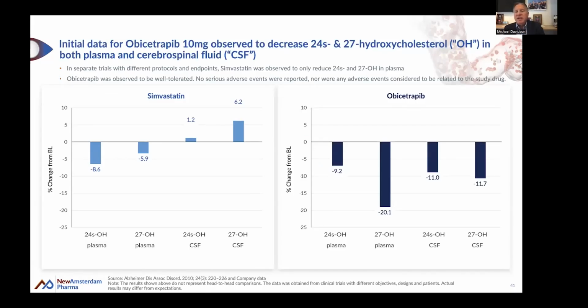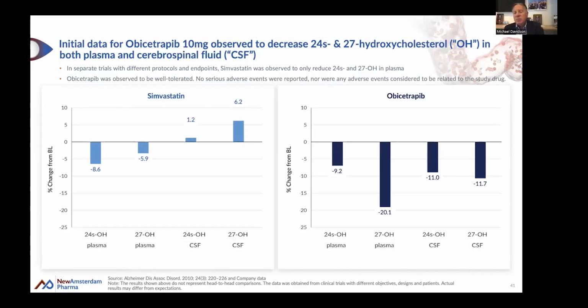In our preliminary data, we showed that obicetrapib does in fact lower 24- and 27-hydroxycholesterol, which are made in the brain. And we know that statins don't lower these CSF levels of oxysterols. So we're excited about this finding. We also saw stable plasma biomarkers. It was open label, so we can't compare it to placebo, but these are all ApoE4 patients, a small proof of concept study. So we saw target engagement with cholesterol levels going down.